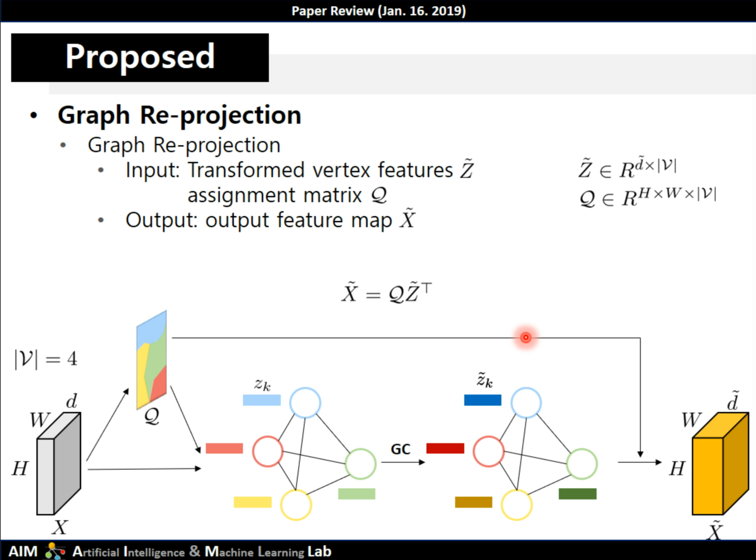Even if two pixels are assigned to the same vertex in graph projection, they will have different features after graph reprojection. So finally we can get the 2D feature map X tilde from 2D feature map X by graph projection, graph convolution, and graph reprojection.